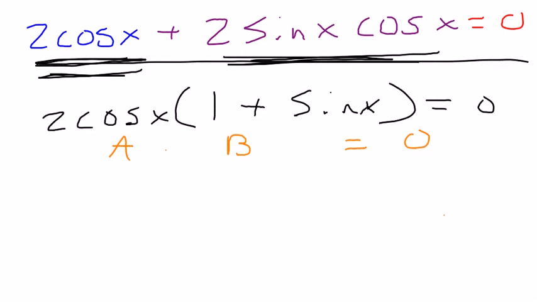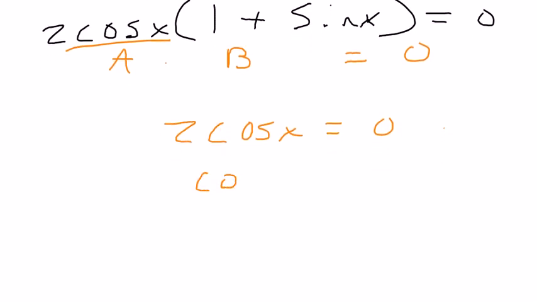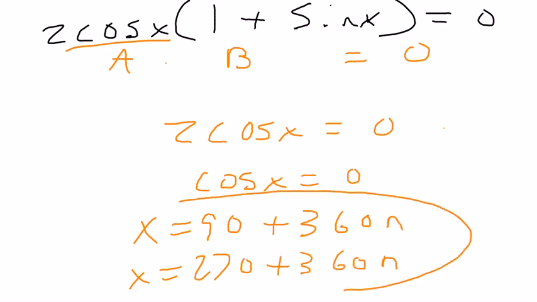Now we're at that point where a times b equals 0. So either 2 times cosine equals 0, which would mean cosine equals 0, which I just need to look on my sheet because it's cosine between 0 and 360. Cosine between 0 and 360, when does it equal 0? At 90 and at 270. And then what we're going to do is add 360n to each.